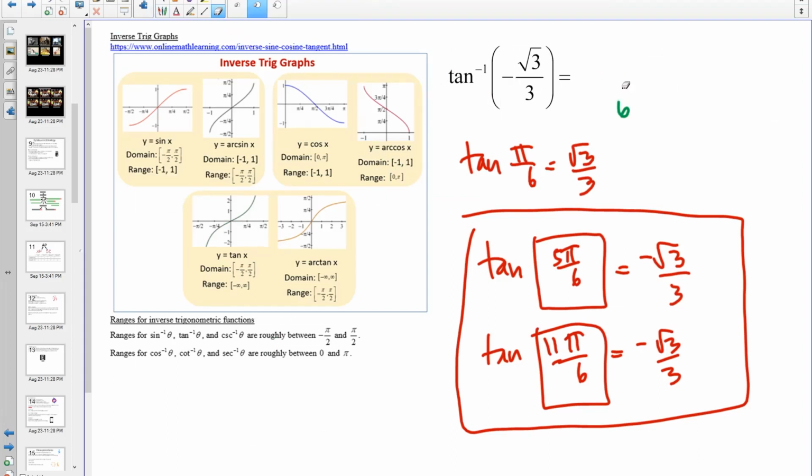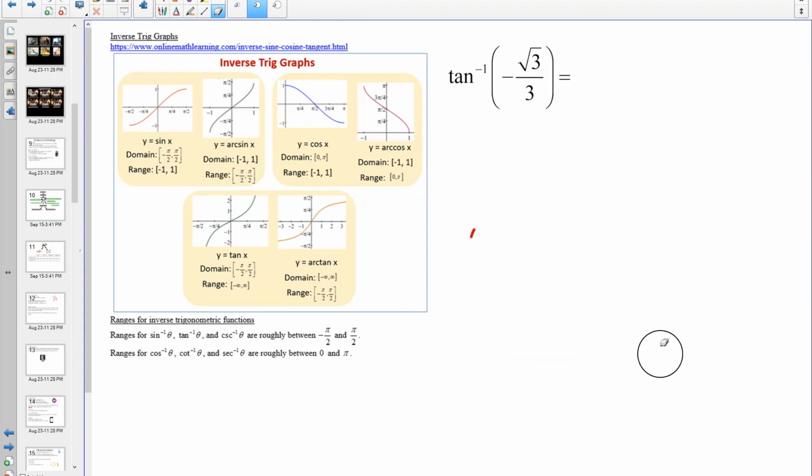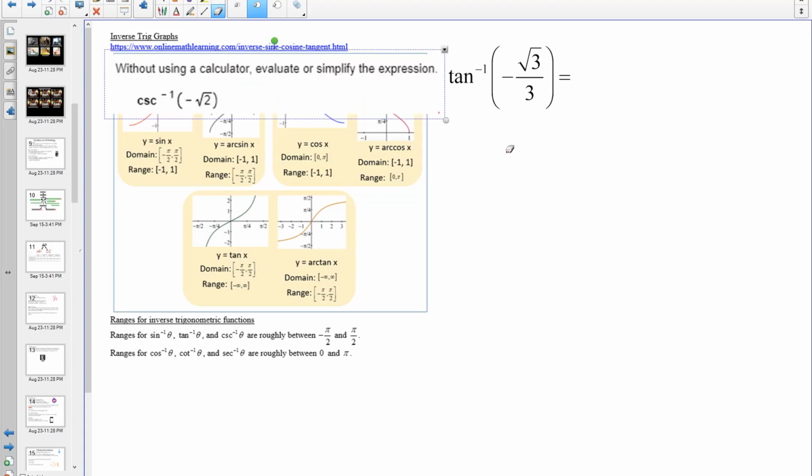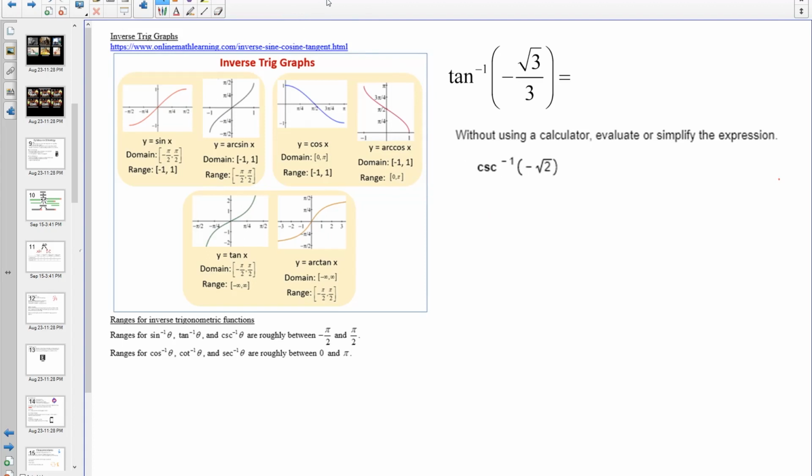I'm sorry, if you're putting in decimals, it's not going to work. You'll have to put in fractions. You should be doing it without a calculator. So if I had a problem like this, how would I do it?